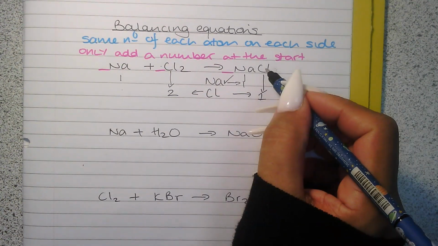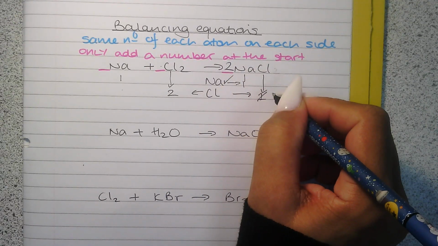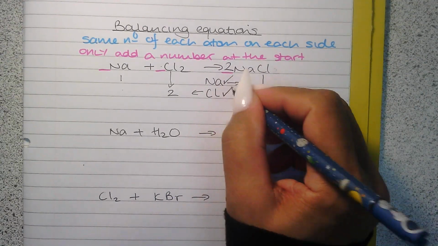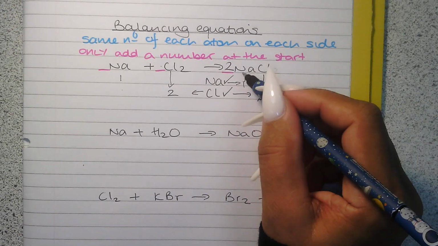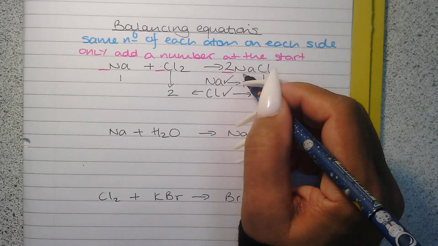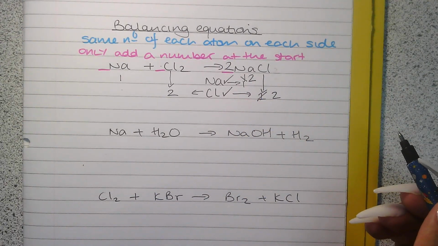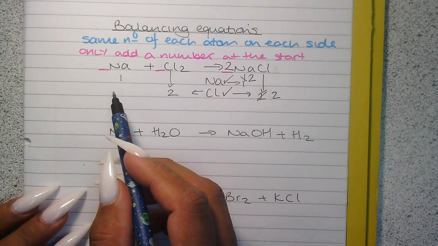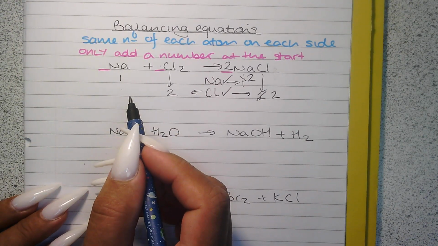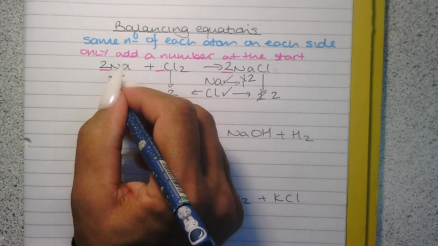So in order to have 2 chlorines here, I have to add a 2 here, which gives me 2 chlorines, and my chlorines are balanced. But now I've got to go back and check my sodiums. This 2 gives me my 2 chlorines, but it also gives me my 2 sodiums now. It doesn't quite work because I've got 2 on this side, 1 on this side. I need 1 more sodium on this side. The only thing I can do is add a 2 at the beginning of sodium, like this. That now gives me 2 sodiums.